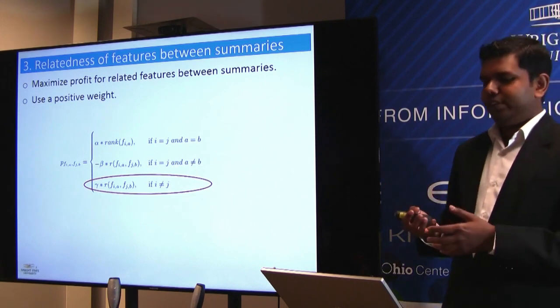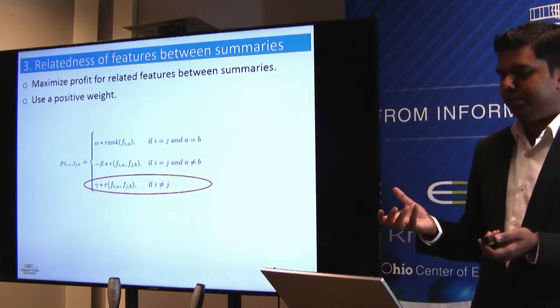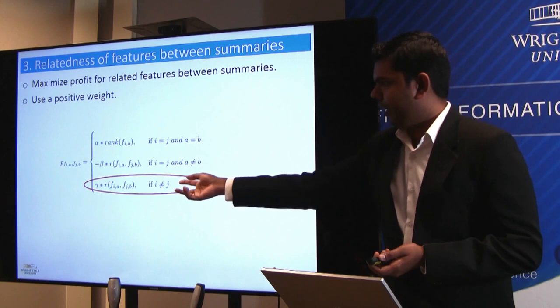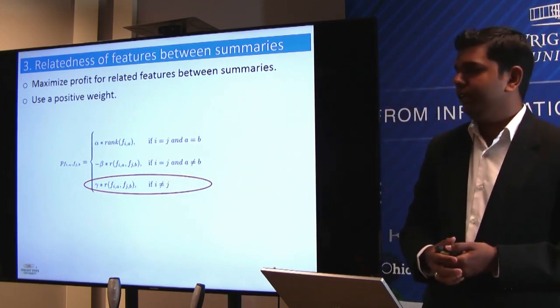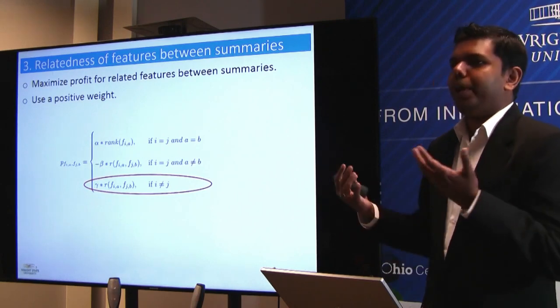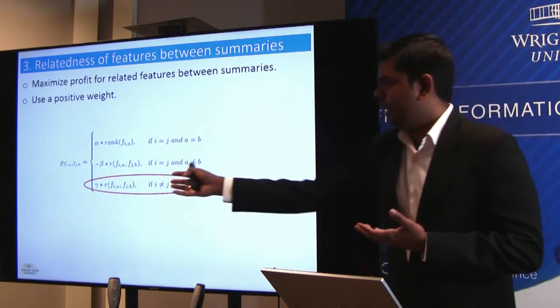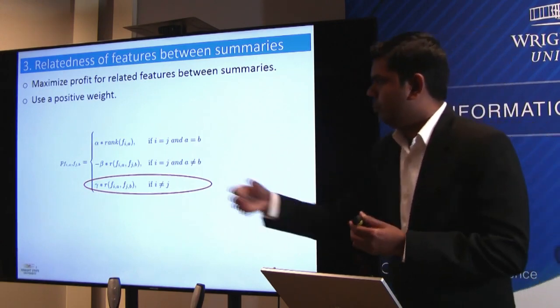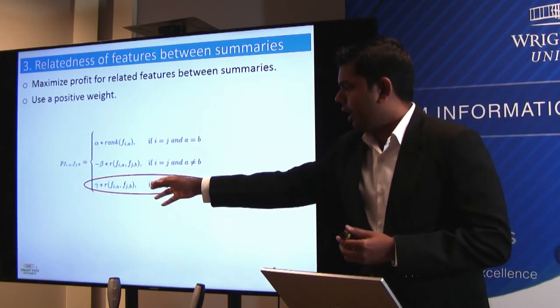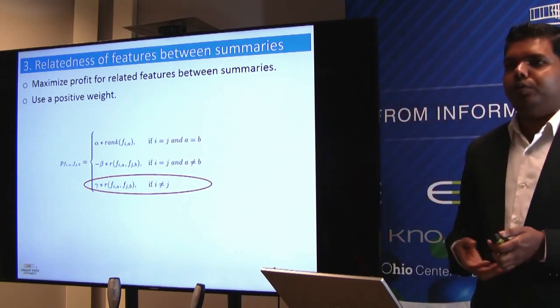And then to maximize relatedness between entity summaries, the other part, if the entities are not the same, so features are coming from different entities, we just want to maximize the profit if the relatedness goes high. So we have a positive coefficient, and multiplying this, the higher the relatedness, the higher our overall profit will go.